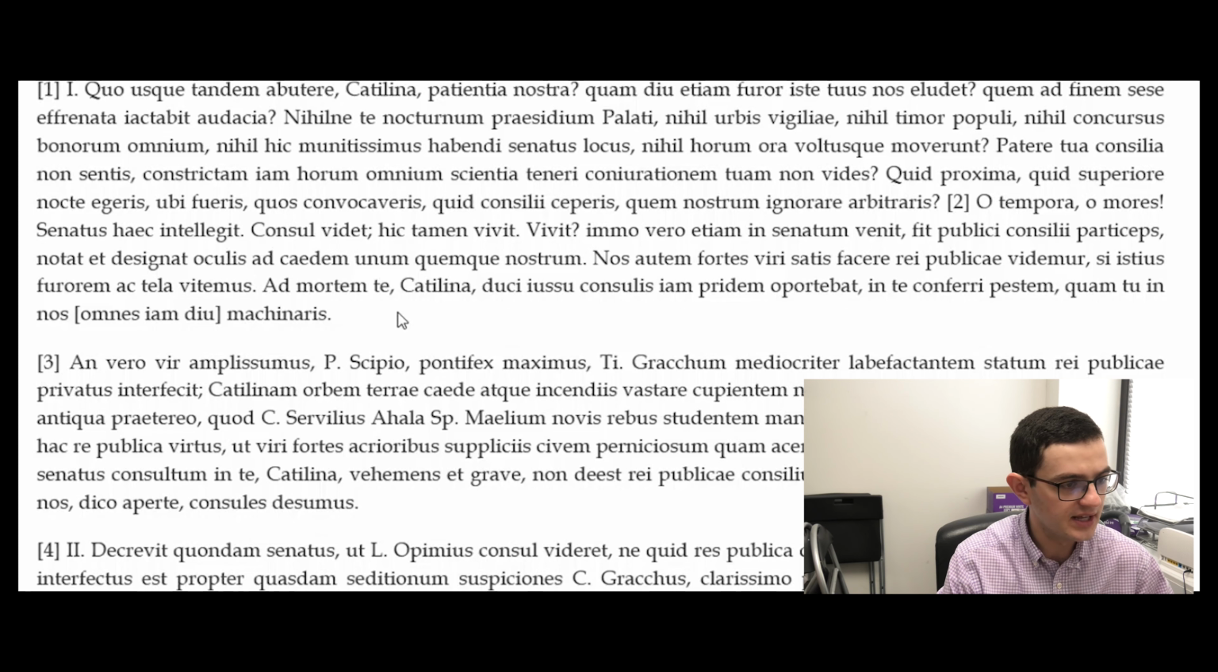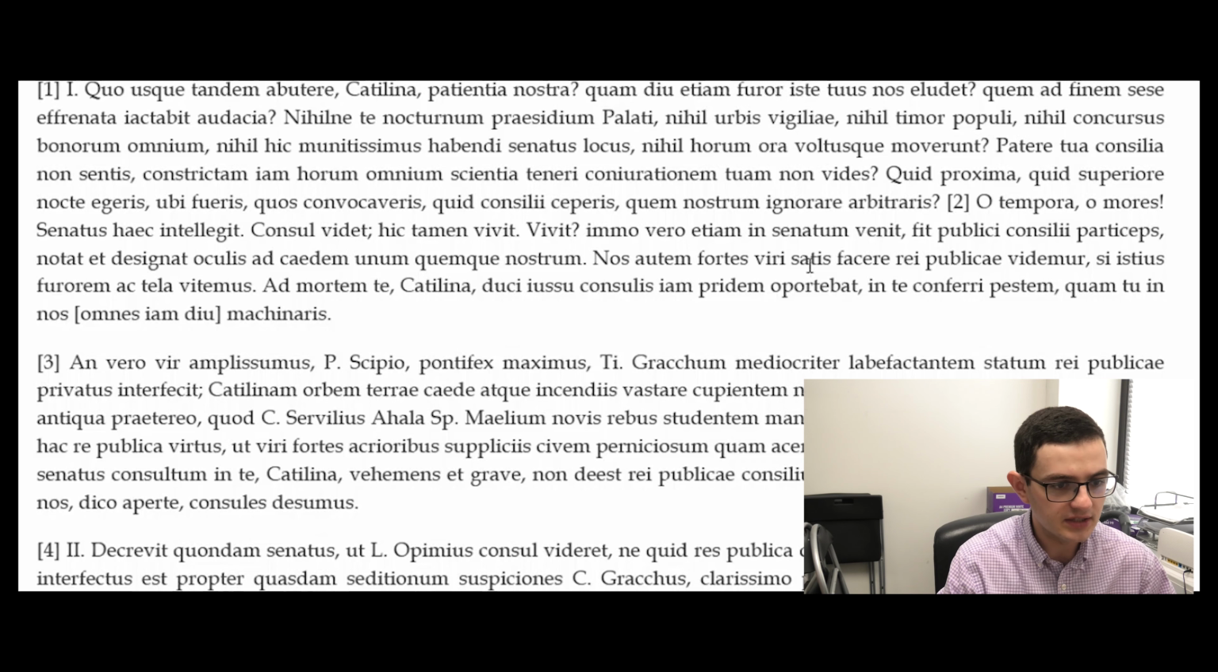Finally, we get to the last sentence. We have the emphatic placement of ad mortem te at the start, which is very cool. Duci here is present passive infinitive. Then the iam pridem means for a long time now, and this is applying to oportebat. Even though oportebat is an imperfect, it still has some force in the present. So you might want to translate this as it was appropriate in the past and still is appropriate. If you can get all of that into your translation, that would be ideal.